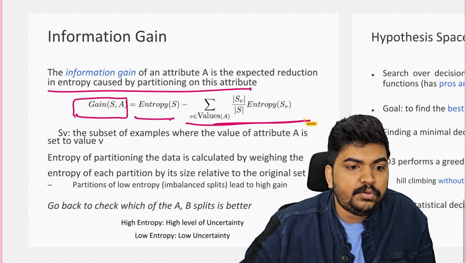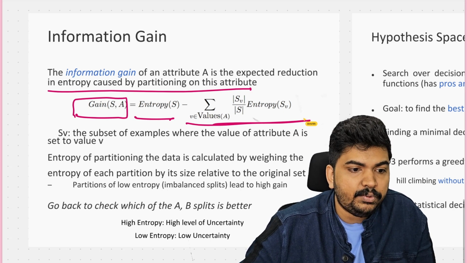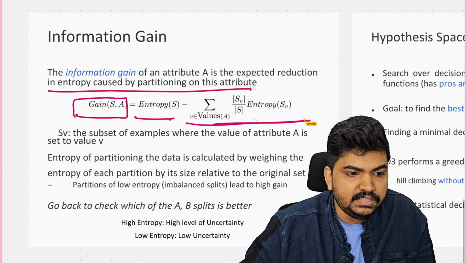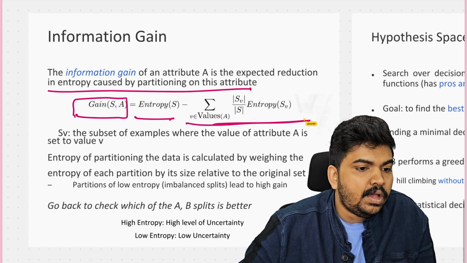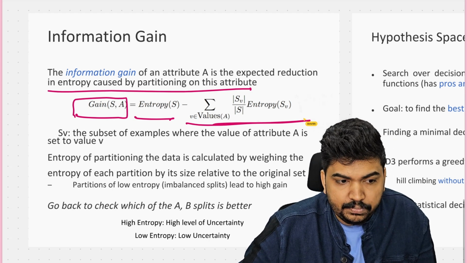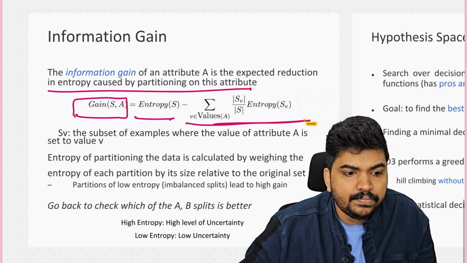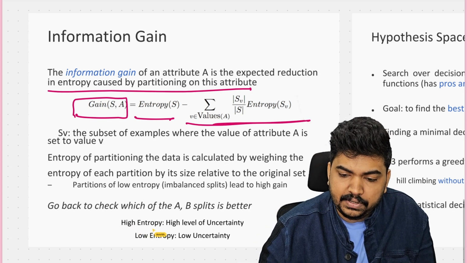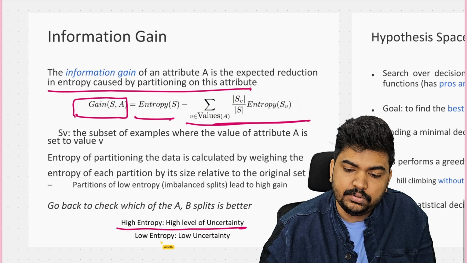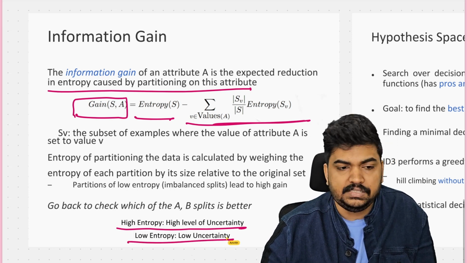So entropy of partitioning the data is calculated by weighing the entropy of each partition by its size relative to the original set. Partitions of low entropy lead to high gain. So summarily, high entropy implies high level of uncertainty and low entropy implies low level of uncertainty.